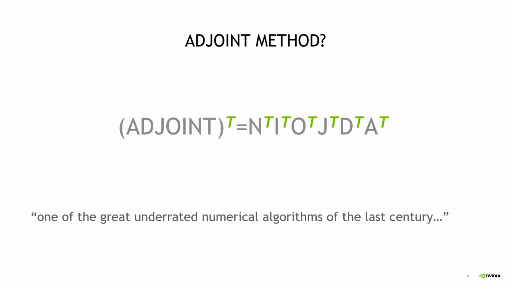And someone said that the adjoint method is one of the most underrated numerical algorithms of the last century. And 16 years ago, when we started to look at the adjoint method, I had never heard of it. It didn't come up in my classes as an undergrad in mathematics, so I don't think many people know about it.